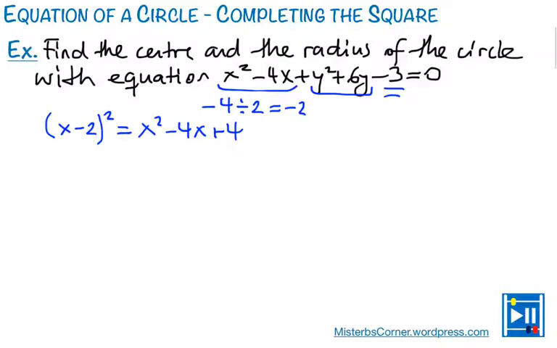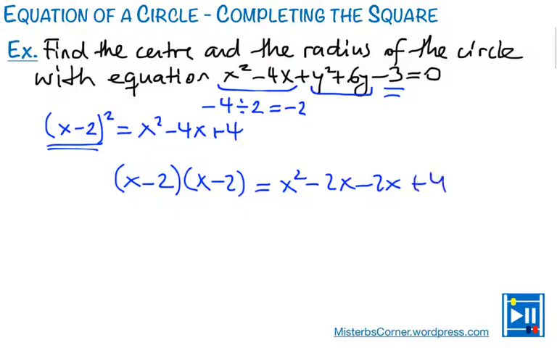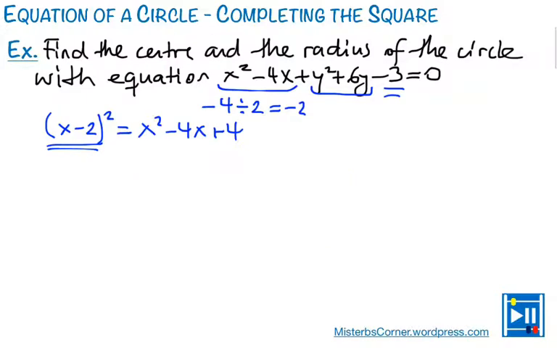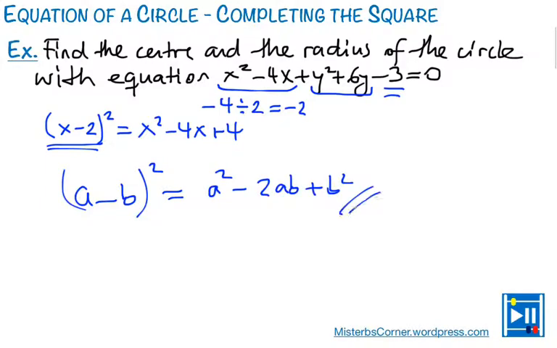Now, here is a hint for you. It will take a long time compared to writing it immediately here if you try to expand this, like (x - 2) times (x - 2), and that's going to be x² - 2x + 4, and then you will simplify it and end up with this. Please make sure, instead of this, you just know that for any two terms, (a - b)² is a² - 2ab + b². Make sure you know this expansion, and actually it's not that hard.